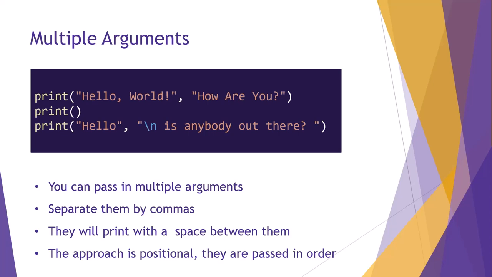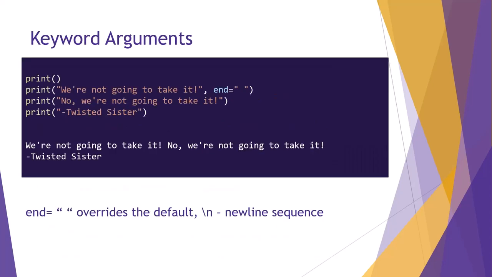Everything is positional, which means that those arguments are passed in order, so they'll print in the order that you send them. So here we have a blank line, then we have a special keyword argument. We're printing we're not going to take it, which ends with a space. By default, every print statement ends with a hidden new line symbol. When we use the end keyword argument, we're replacing that new line symbol with something else. In this case, we're replacing it with a space.